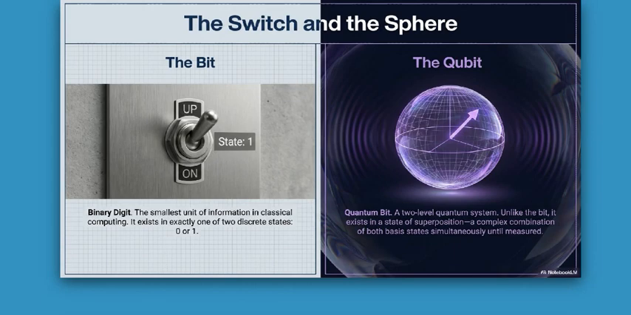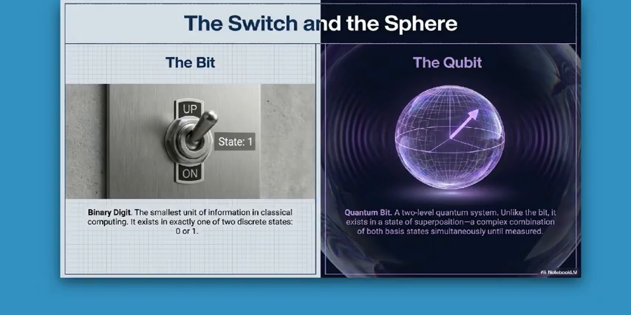It exists in a state of superposition. Superposition is the big buzzword. What does that actually mean in plain English? Imagine that instead of being just 0 or just 1, it is a complex combination of both basis states simultaneously. Simultaneous? Yes, until it is measured.